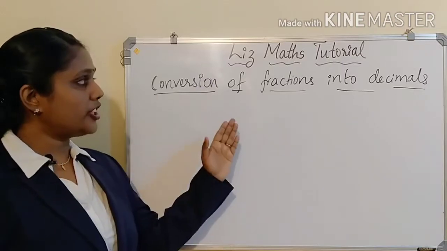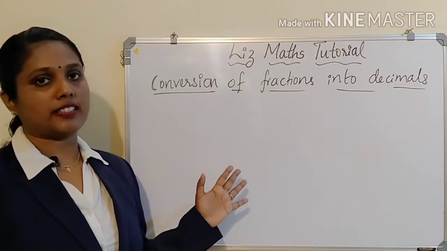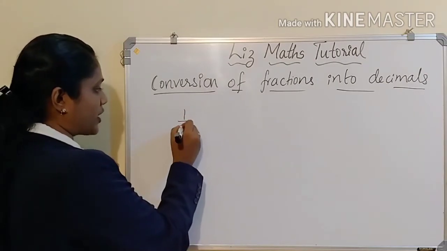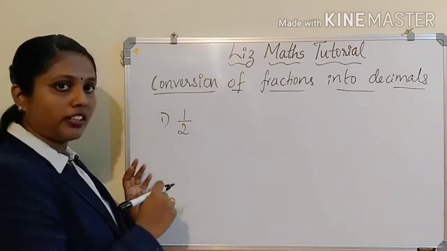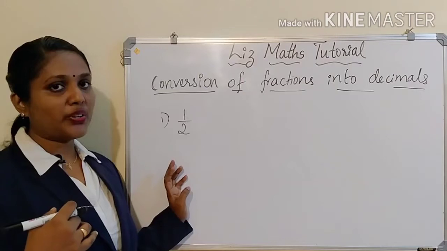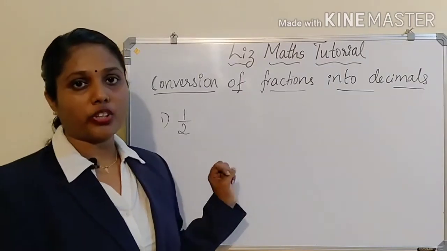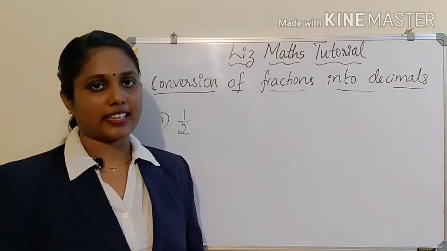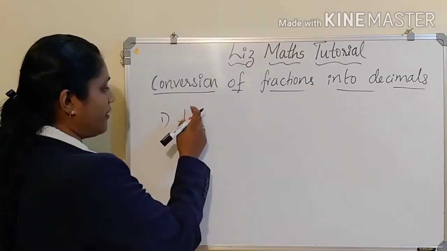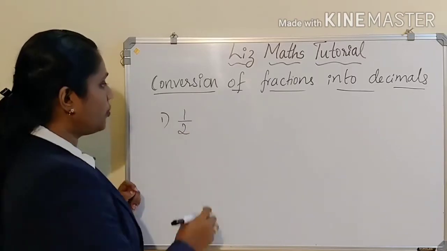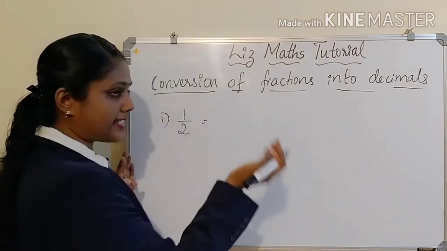What is the conversion of fractions into decimals? We'll see how to convert the fraction into decimals. Fractions we have already learned in my previous videos. So those who have not seen that can come back to this, then only you can understand what fractions are. So here you have a fraction, 1 by 2. So how to write it in the form of a decimal?